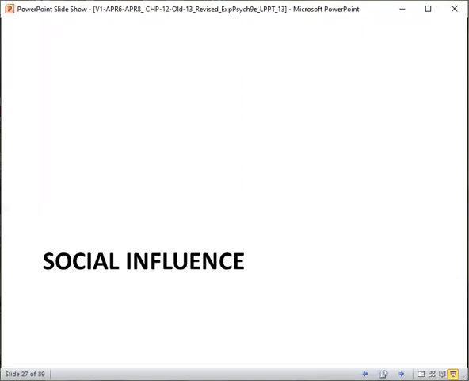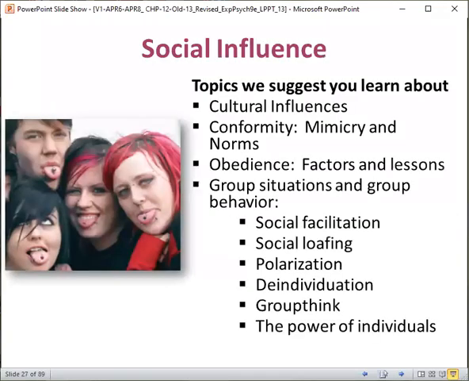Okay, so the next ideas we want to talk about deal with social influence. Here we're going to talk about cultural influences, conformity, mimicry, obedience factors and lessons from that, and group situations and group behavior, social facilitation, and loafing. We'll probably see that in our next session. Okay, let's go on here.